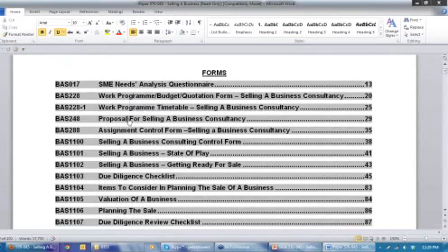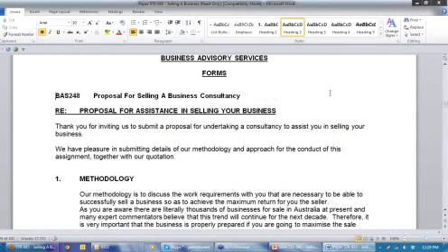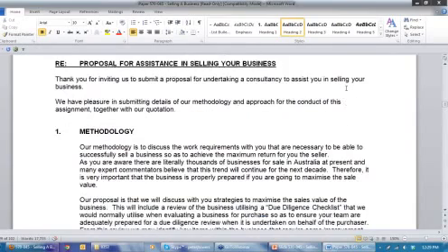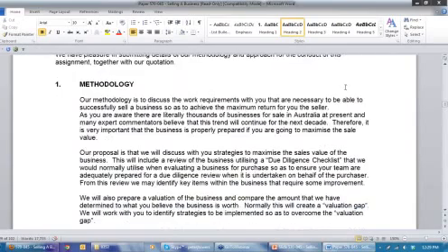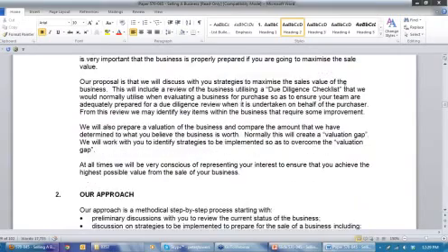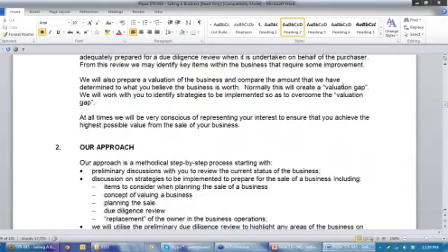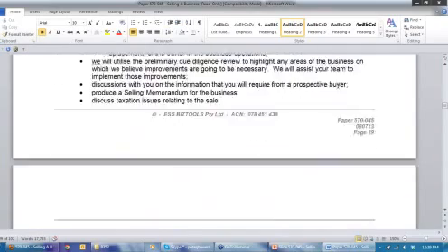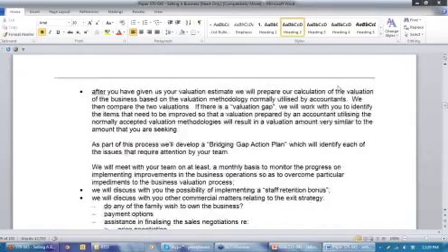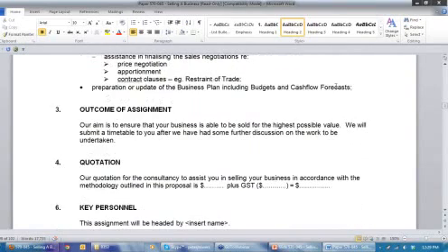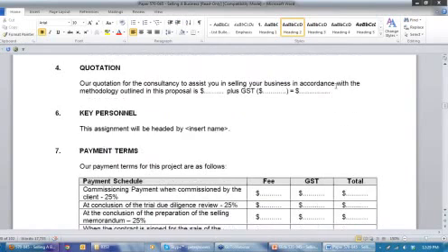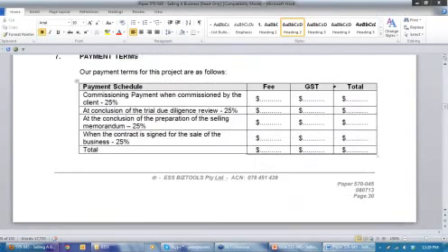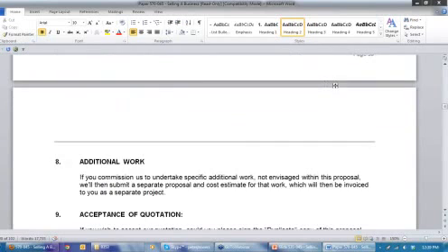And we have for each of our business advisory services products within ESS BIZTOOLS a suggested proposal for undertaking this work. So this is obviously the proposal, the engagement letter for the assistance to a client to sell a business. So this is outlining what the quotation is, what the payment terms are. Obviously you can edit this.